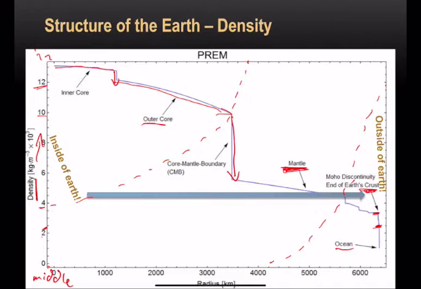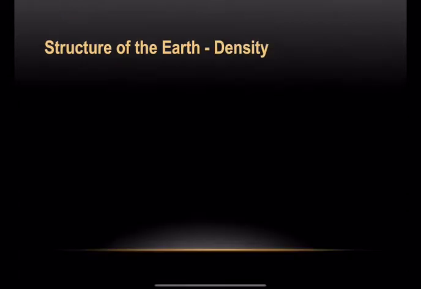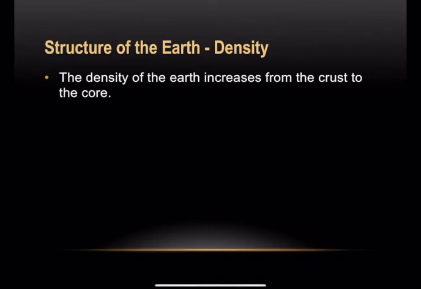And then up here we get to the ocean. And what's the density of the ocean? It's made of water. So it's right about 1 gram per cubic centimeter. So the density of the Earth increases when you go from the outside of the Earth, the crust, all the way inside to the core.